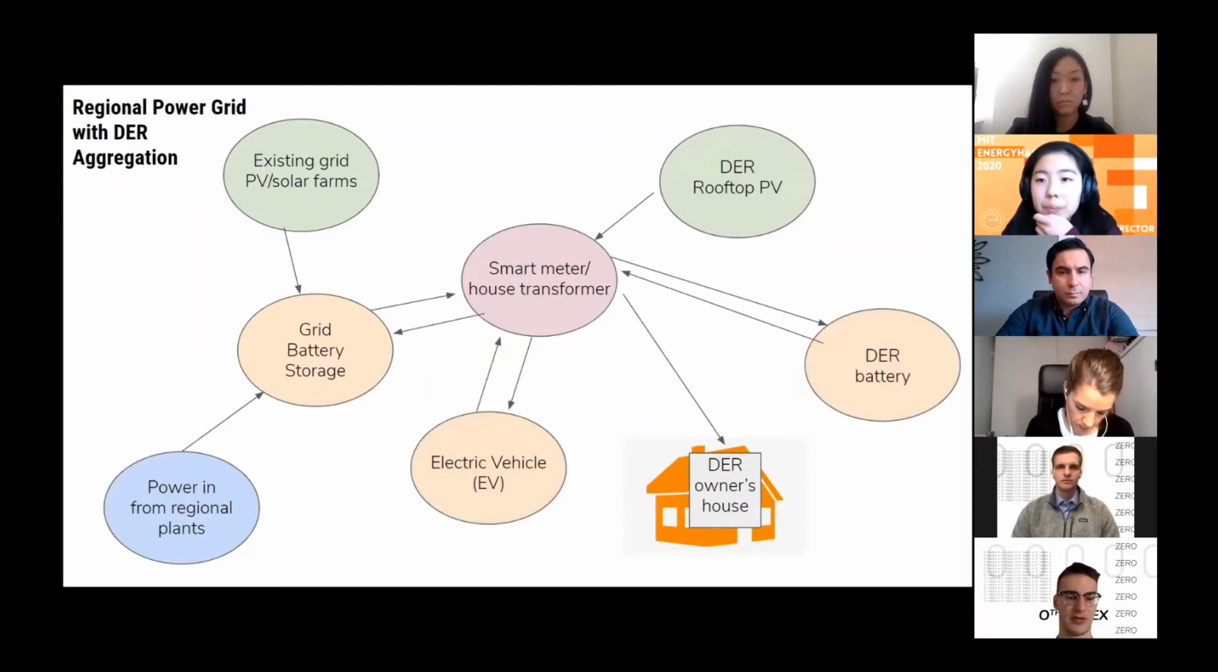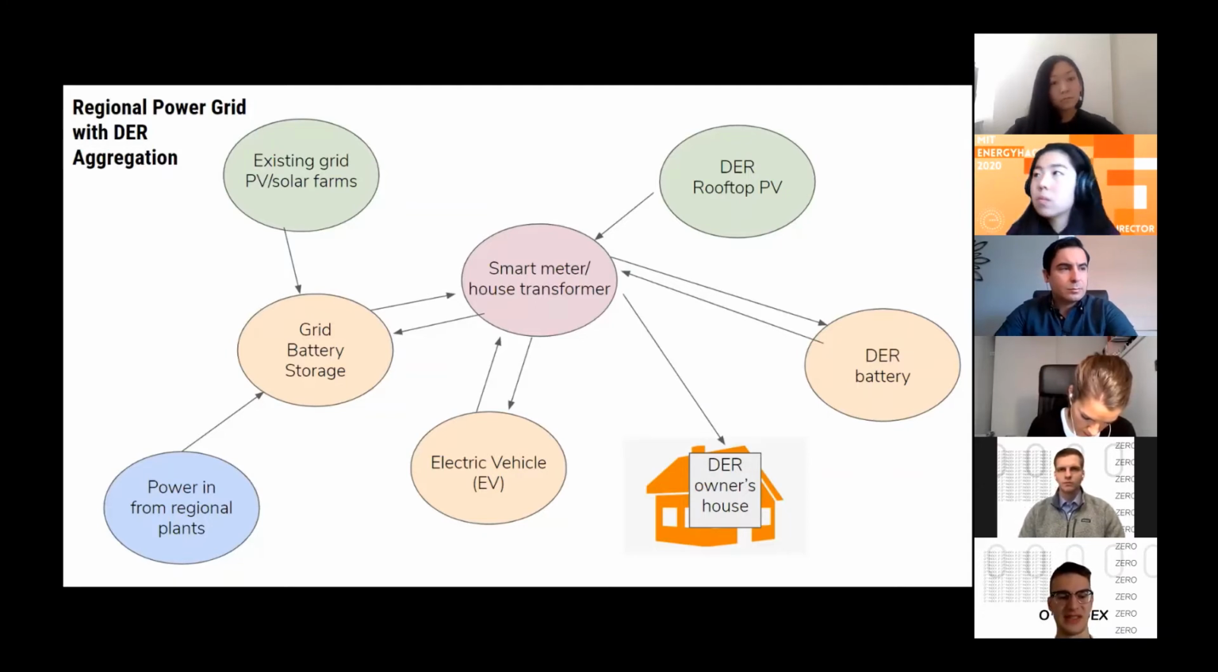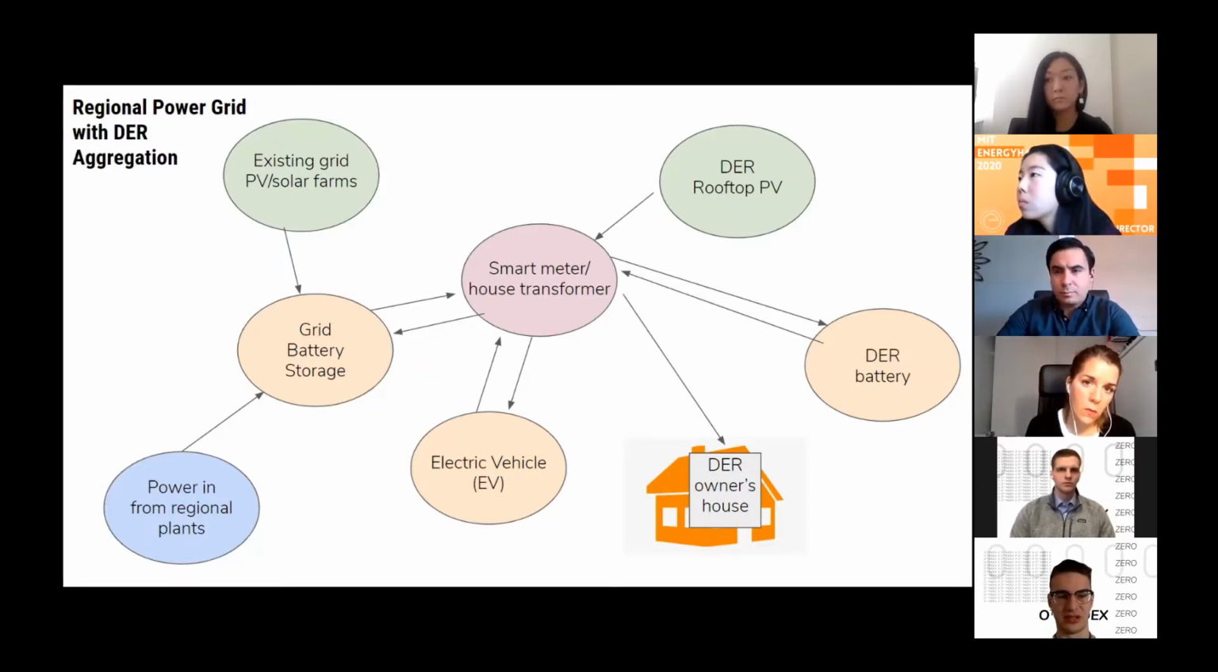In this power grid with aggregated DER management, we can see that now every DER is connected directly to the power grid through the house's smart meter. This allows the grid operator to utilize them as if they were an existing part of the regional grid infrastructure.